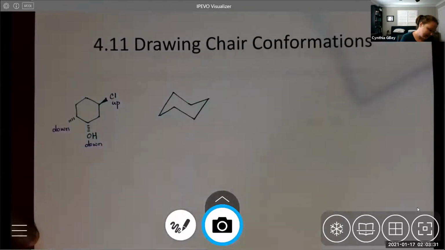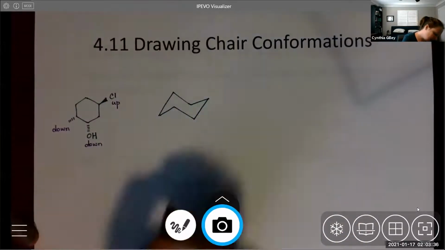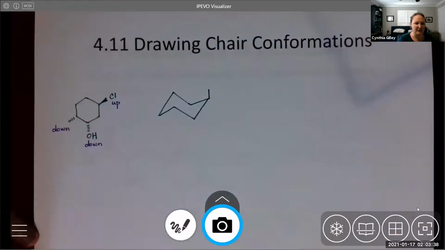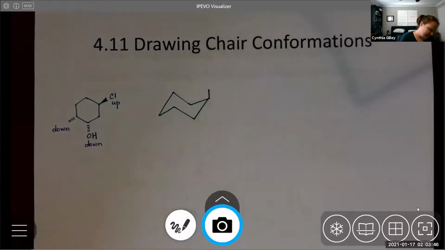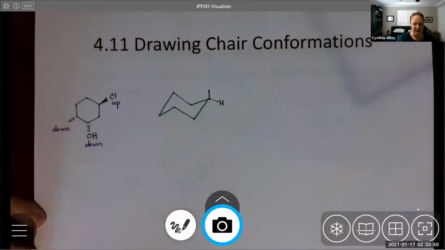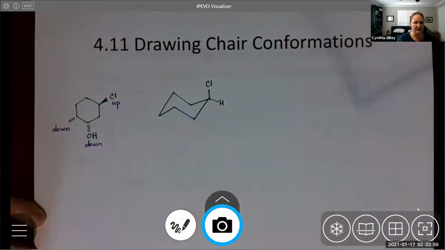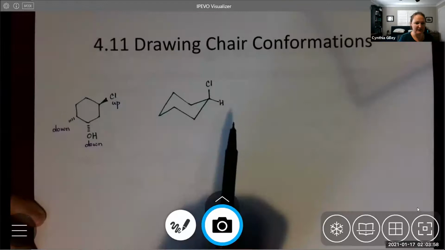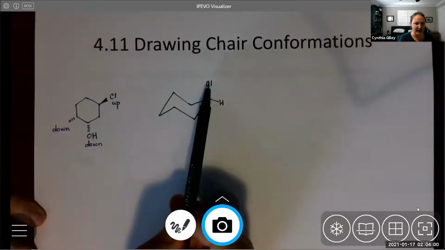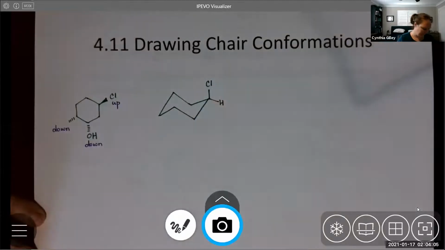Let's say I want to place it on this carbon. I need to place it in an up position. So the up position is the axial position, and I'm going to draw in all of the other hydrogens as well. So the down position in this case would be the equatorial position. But the chlorine here is in the up position. So when I say up, it just means that it's farther up. So this is higher up than that one, as it's drawn on the page. So this is the up position.